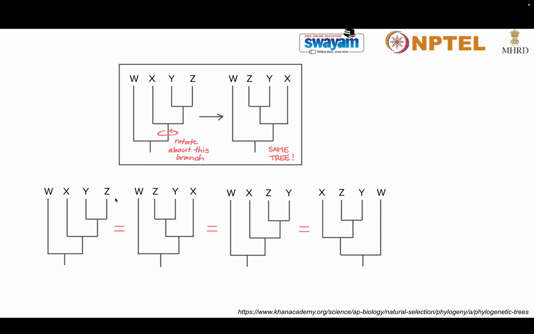It is the same tree. So here, different examples of rotations are being given. So in different ways, it could be rotated about the branch. It can be rotated from here or here or here. So in this way, all of them will be the same trees.